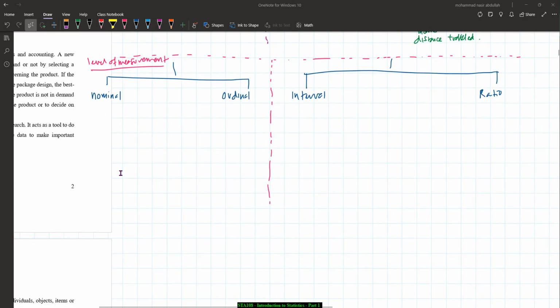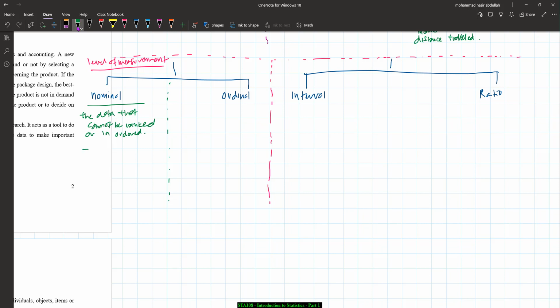So for the level of measurement, nominal and ordinal, we know that both are qualitative variables, both are categorical in nature, right? So what is the difference? Nominal means that the variable or data cannot be ranked or put in order.